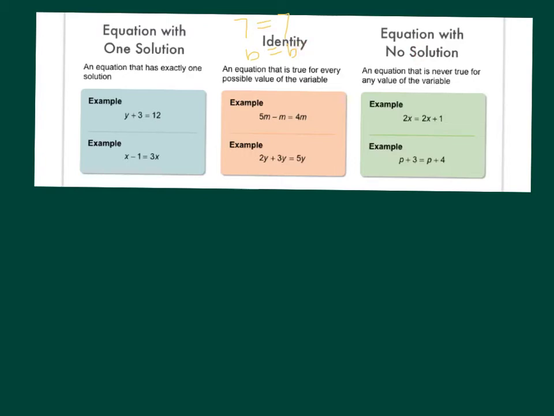This is the one that we normally get. 90% of the time, 95% of the time, we're going to get an equation with one solution. Meaning we're going to get x equals 1, x equals 2, x equals 0.